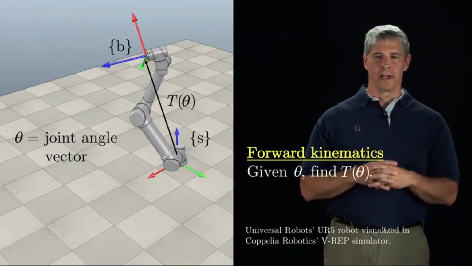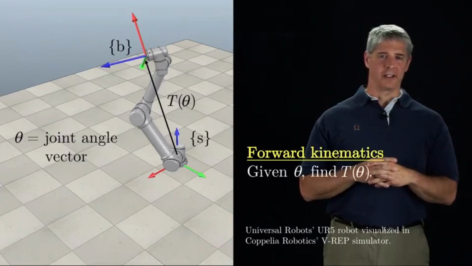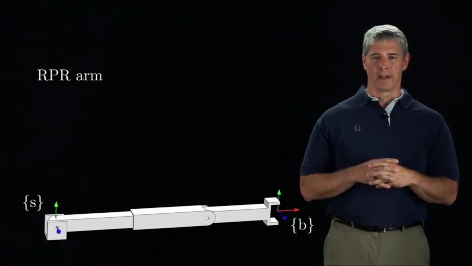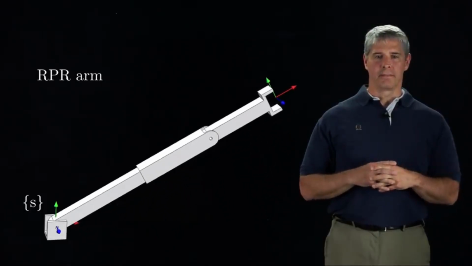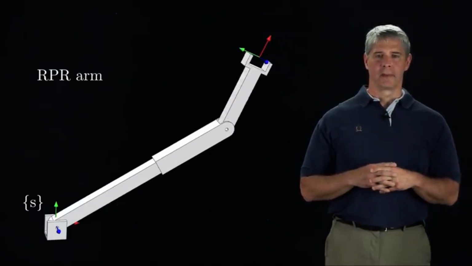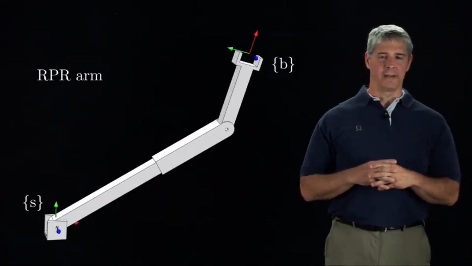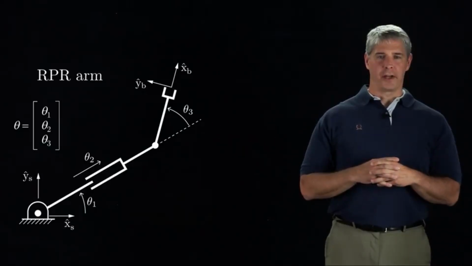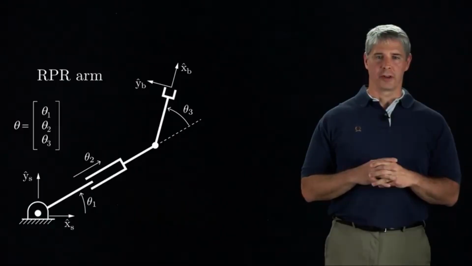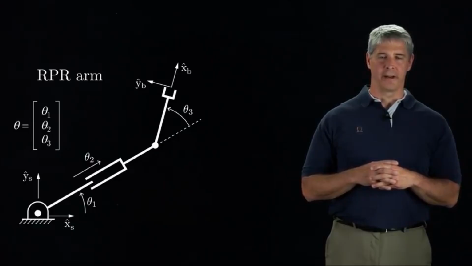The transformation matrix representing the B frame and the S frame is T_SB of theta, or just T of theta for short. To derive a procedure to calculate T of theta, let's use a simple robot arm that moves in a plane. This robot has 3 joints: a revolute joint, a prismatic joint, and another revolute joint. You can also see the stationary S frame and the end effector B frame. This is a stick figure version of the robot. The joint variable theta1 represents the angle of joint 1 relative to the horizontal. Theta2 represents the extension of the prismatic joint, and theta3 represents the angle of joint 3. The 3-vector theta is a list of 3 joint variables, and T of theta represents the configuration of the B frame relative to the S frame.